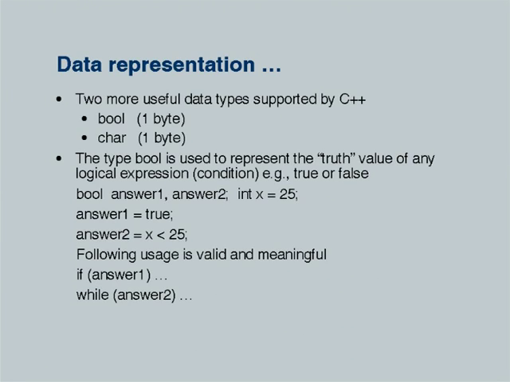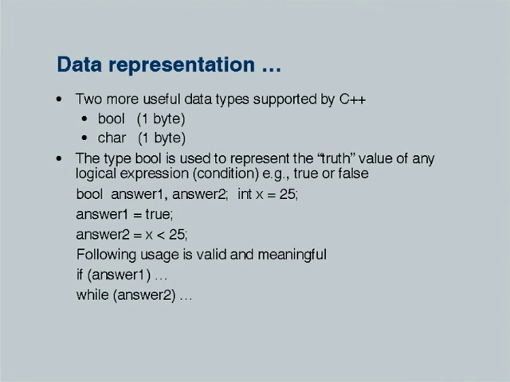I can assign a value answer2 equal to x less than 25. Ordinarily, such an assignment would not make sense, because x less than 25 is a question which we'd ask in the if statement or while statement. But apparently, a question can be asked as a part of the expression. C++ evaluates that expression to a value true or false. In this particular case, x is equal to 25. So obviously, x less than 25 will result in false. Consequently, answer2 will become false.